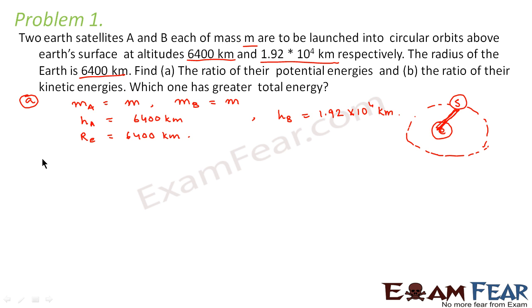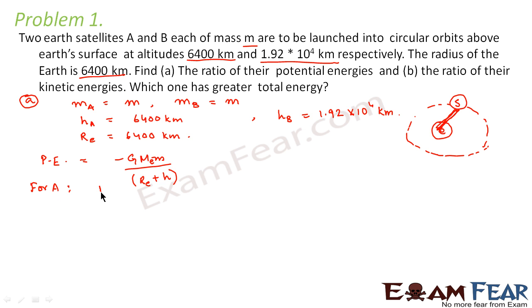So let us calculate the potential energy first. Potential energy is equal to minus G capital M into small m divided by R. That is the total distance. R is the distance of the satellite from the Earth. So what would be the distance? It would be the radius of the Earth plus the height of that particular satellite. This capital M is the mass of the Earth. Now let us calculate the potential energy for A and then for B.